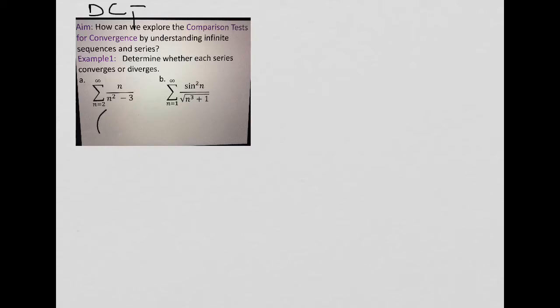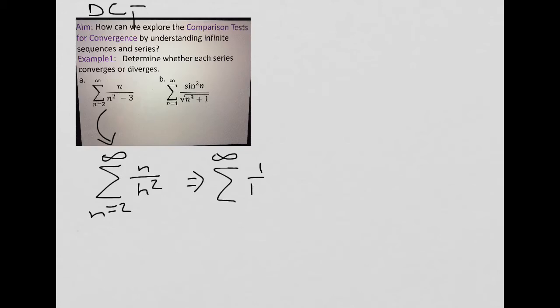We want to first find something to compare it with. So forget the minus 3 for a second. That's not going to make much difference. We'd maybe work with something like this, or perhaps, we have to continue to break it down. So we're actually looking at this series to compare it with. That's a good comparison with the original. We know 1 over n, and for n greater than or equal to 2, what's going to happen to its values.